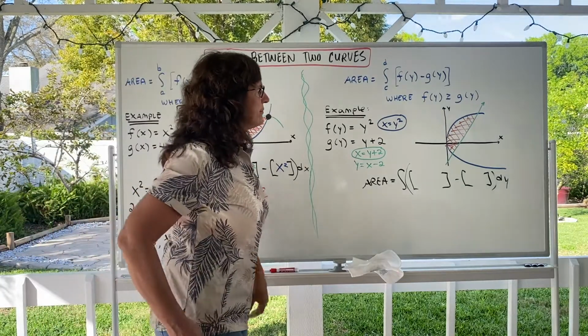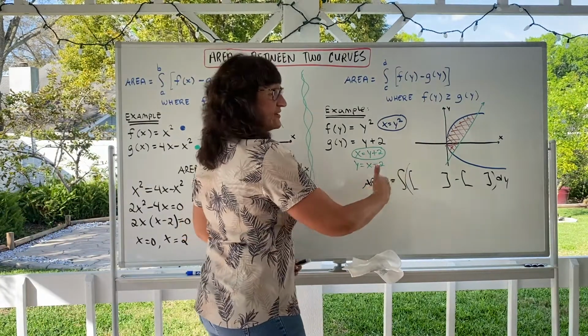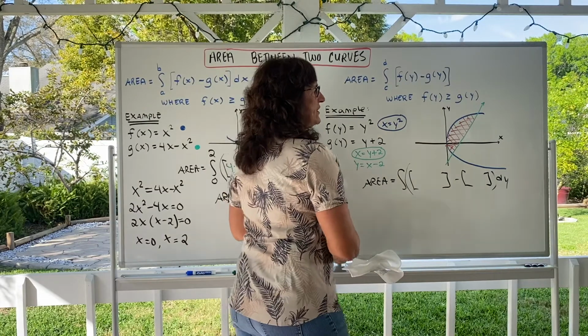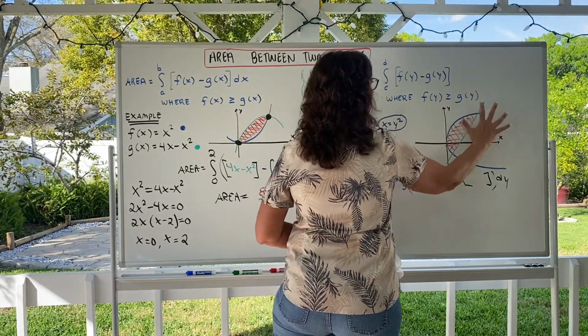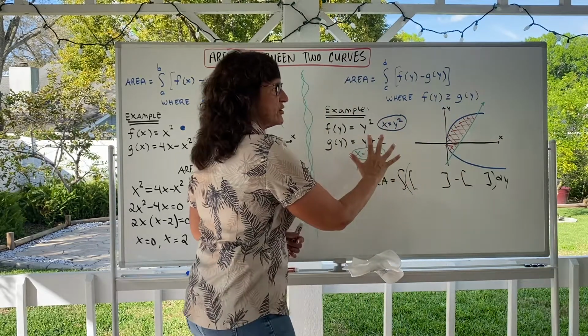Well, what do you do if it's horizontal along the x-axis? Where are the values greater? The values are greater over here. You've got to take the right side minus the left side. You've got to take the greater values and subtract the smaller values.